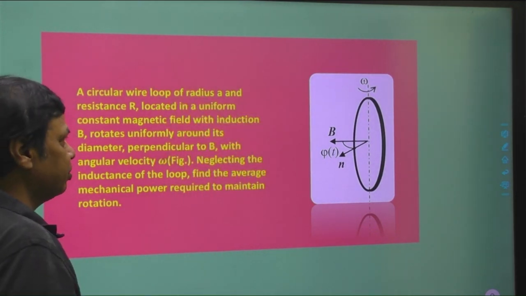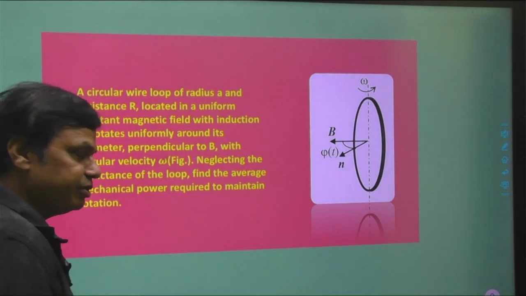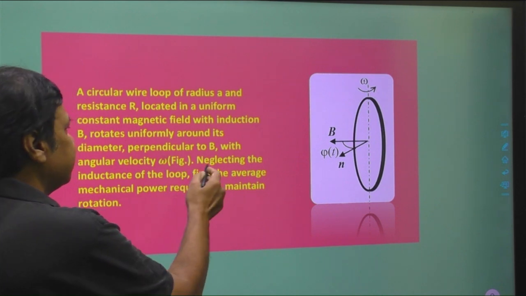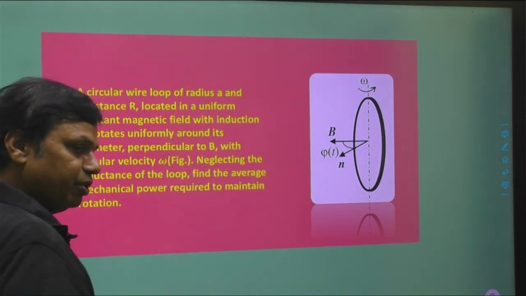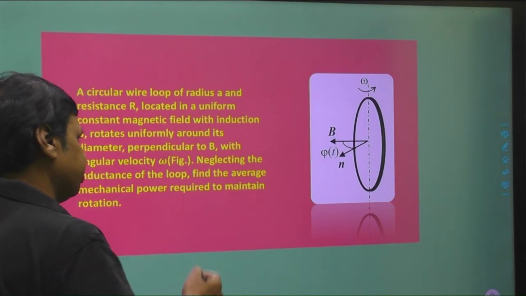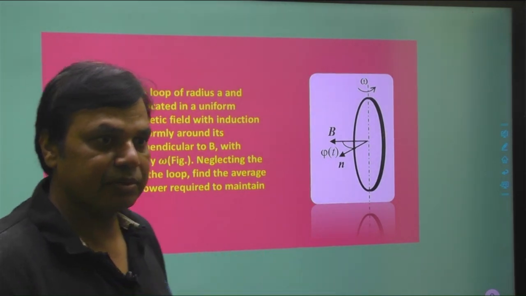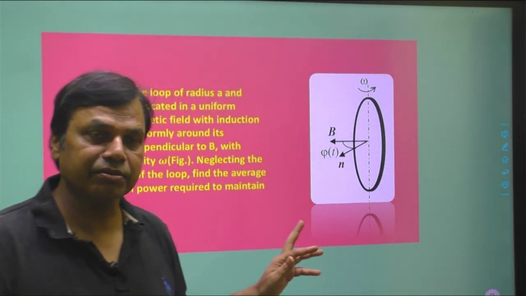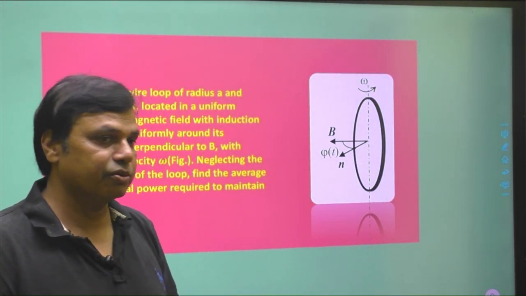perpendicular to the magnetic field, of course, with angular velocity omega, supposed to be constant, neglecting the inductance of the loop. So this is the most important information about this problem. Find the average mechanical power required to maintain rotation. That means during rotation it is losing something, it must be losing something. So what can it lose?